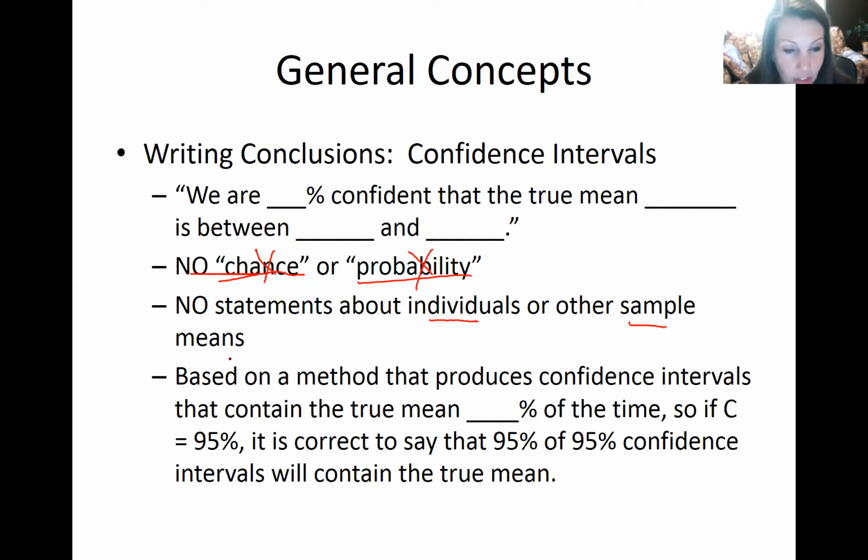And if you've got all that mastered, the one that sometimes still throws people off is a statement like this. Confidence intervals are based on a method that produces confidence intervals that contain the true mean, whatever percent of the time. So it is correct to say that 95% of all 95% confidence intervals will contain the true mean. That's based on the method that we use to construct the confidence interval. So that statement is correct.